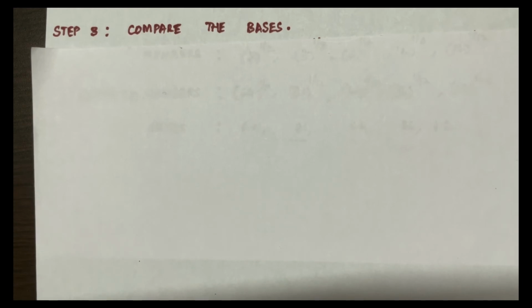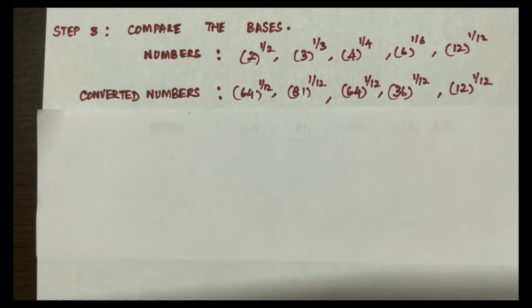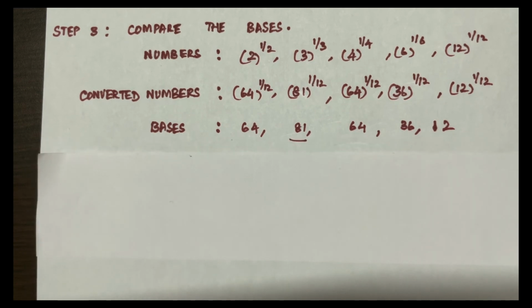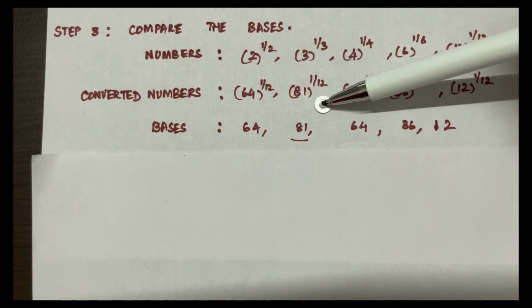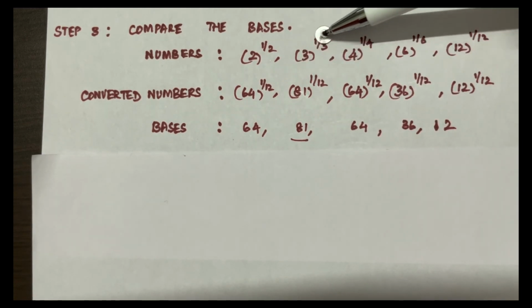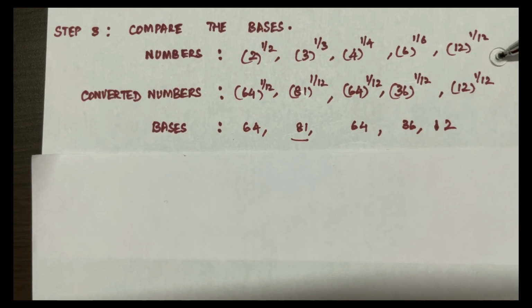Here we are just going to compare the bases of all the converted numbers. These are the numbers which we got from the question, these are the converted numbers which we found in step number 2, and these are the bases of all the converted numbers. Now, given just 5 numbers, we can easily find the largest among them, right? In this case, 81 is definitely the largest. So 81 to the power 1 by 12 is the largest among the converted numbers, which again means that 3 to the power 1 by 3 is the largest among these 5 numbers, and 3 to the power 1 by 3 is our answer.